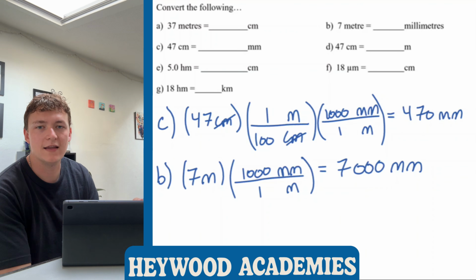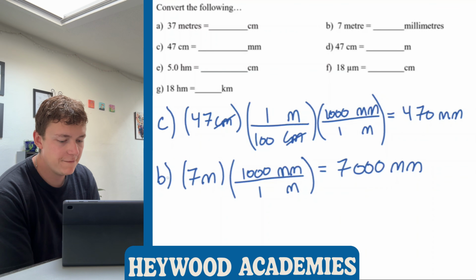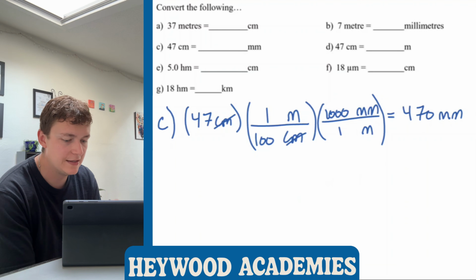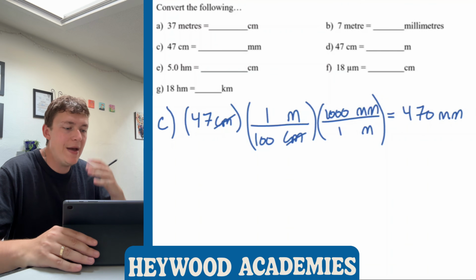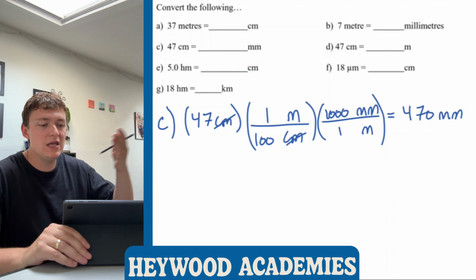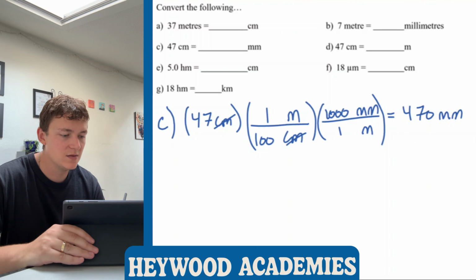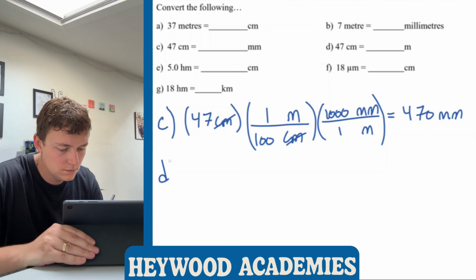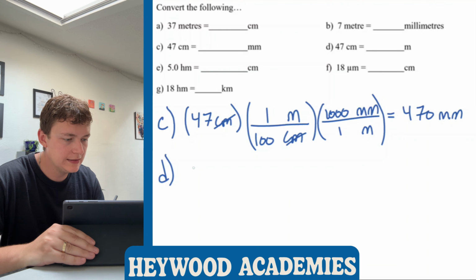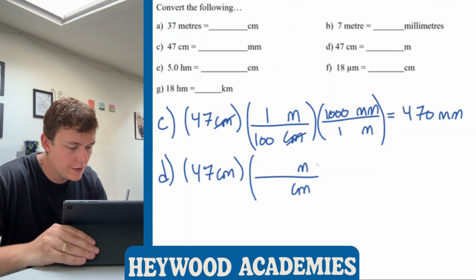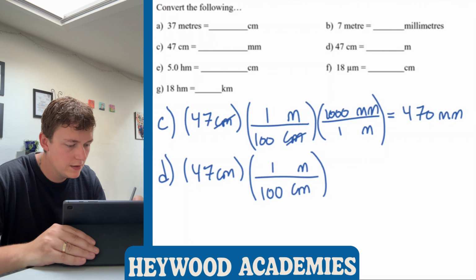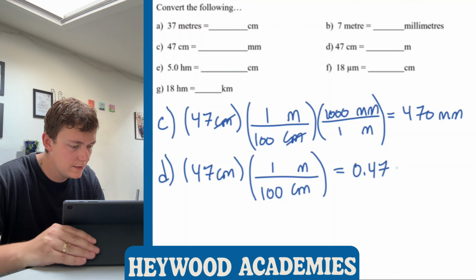When it gets harder, it gets pretty hard to do that. So I find the less that you can remember, the easier that this is. So instead of trying to remember all the different intermediate ones, if we know how to get back to meters, and we know how to get from meters to anywhere, then it just becomes a little bit easier to manage. Alright, D, we've got 47 centimeters over to meters. So centimeters bottom, meters up top. 1 meter is 100. Calculate that, 0.47 meters.